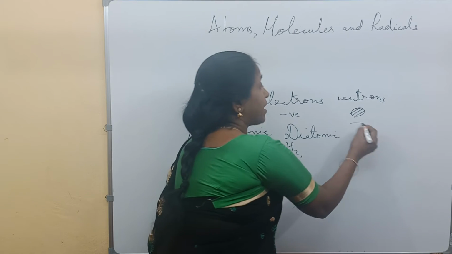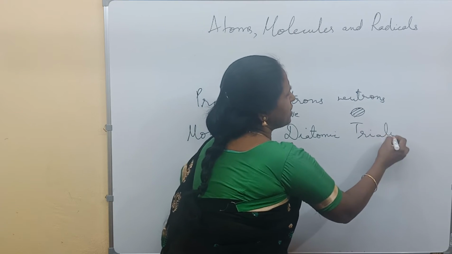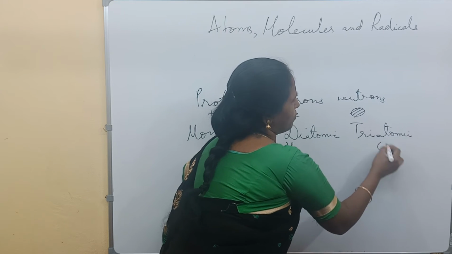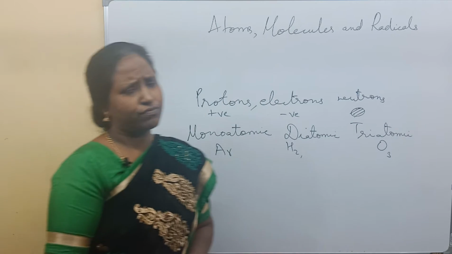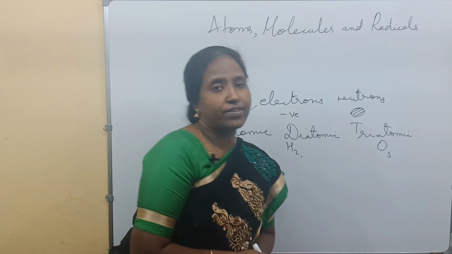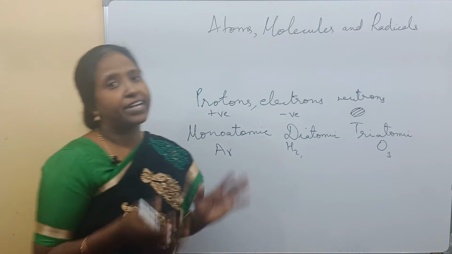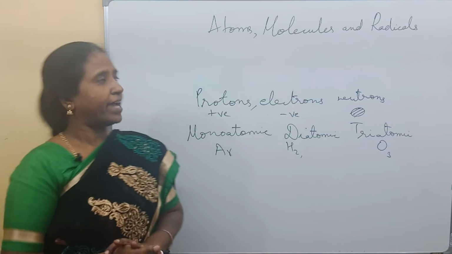Triatomic is ozone, O3, and polyatomic, like sulfur S4 and phosphorus P8, where more than one atom makes one molecule of that element.